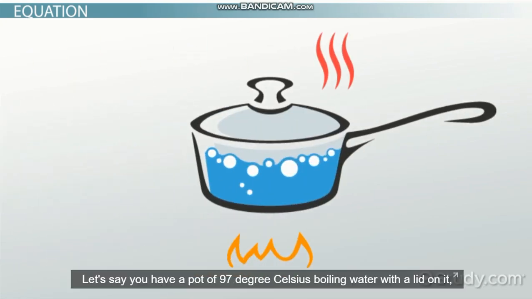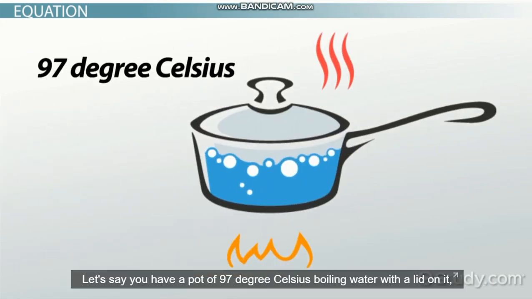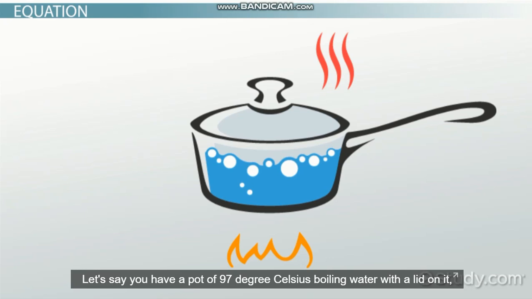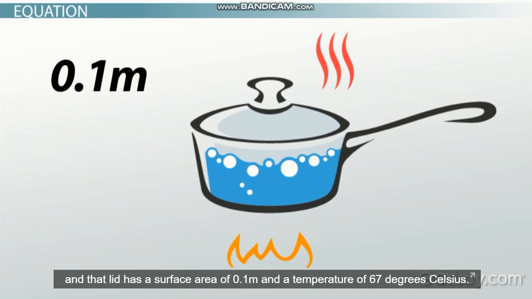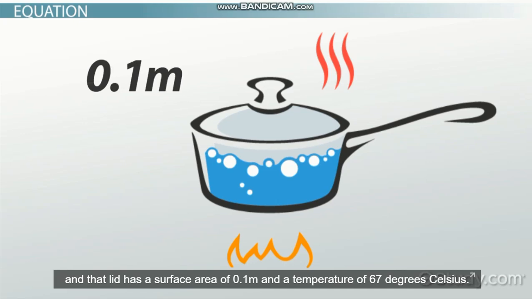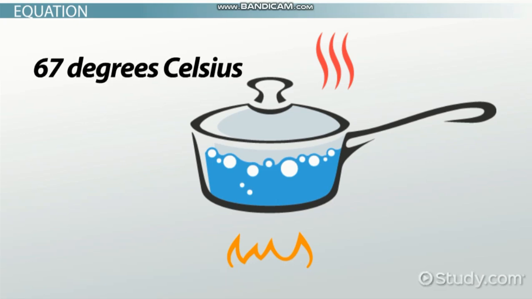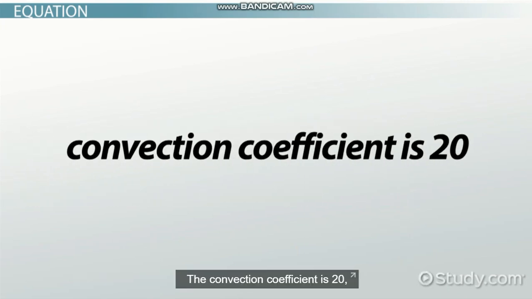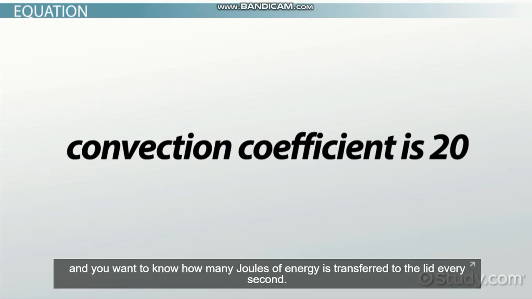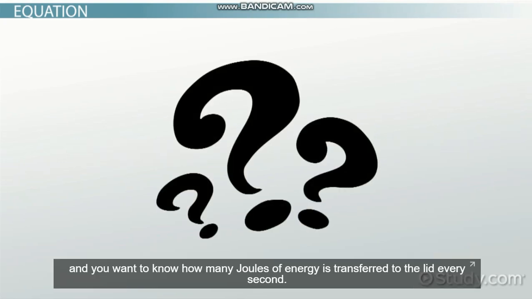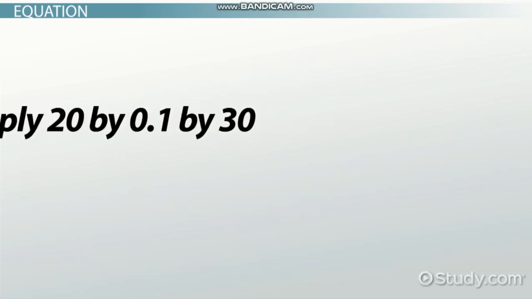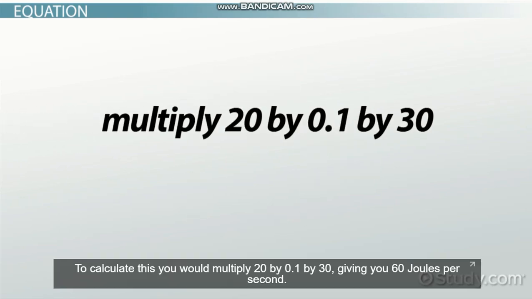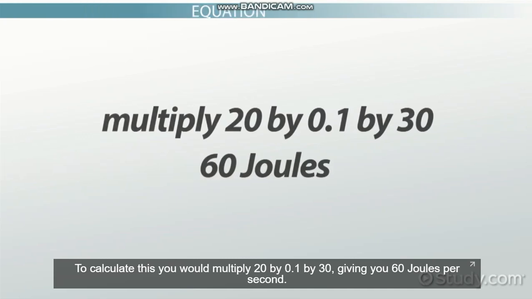So, for example, let's say you have a pot of 97 degrees Celsius boiling water with a lid on it, and that lid has a surface area of 0.1 meters and a temperature of 67 degrees Celsius. This means there is a temperature difference of 97 minus 67, or 30 degrees. The convection coefficient is 20, and you want to know how many joules of energy is transferred to the lid every second. To calculate this, you would multiply 20 by 0.1 by 30, giving you 60 joules per second.